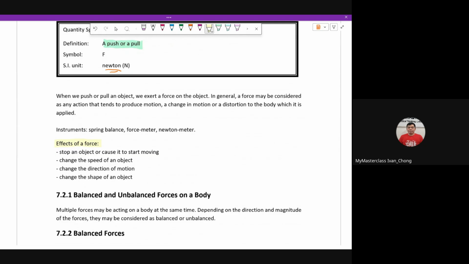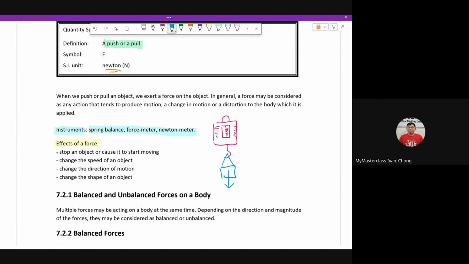Now, before we talk more about the effects, let's take a look at the instruments we use to measure force. All three of these refer to the same thing. They are based off the spring balance, which is basically a thinner version of this. It has a spring inside, connected to a hook. If you tie an object to this, when it weighs down, you can measure the force. This is called a spring balance, sometimes also called a force meter or a Newton meter.